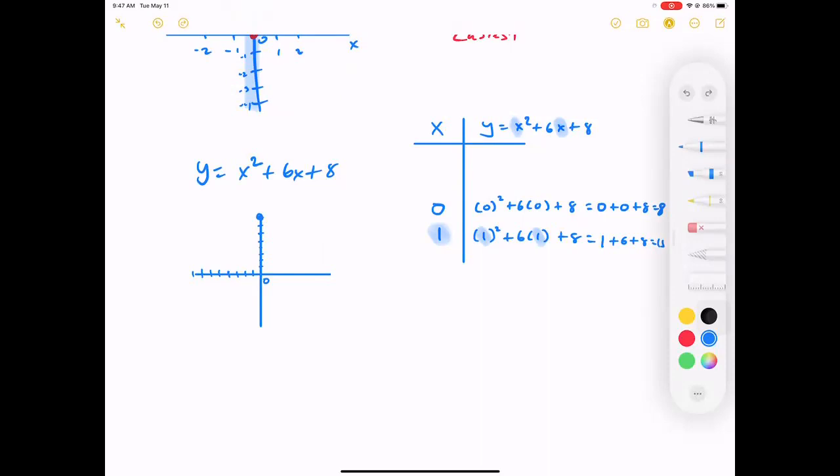Instead, let's go the other direction now. Let's go to -1 and see what it looks like at -1. Then we'll do -2, and then -3, and then -4. Seems like a lot of work. Meh. Let's just go and do it. -1 squared plus 6 times -1 plus 8.